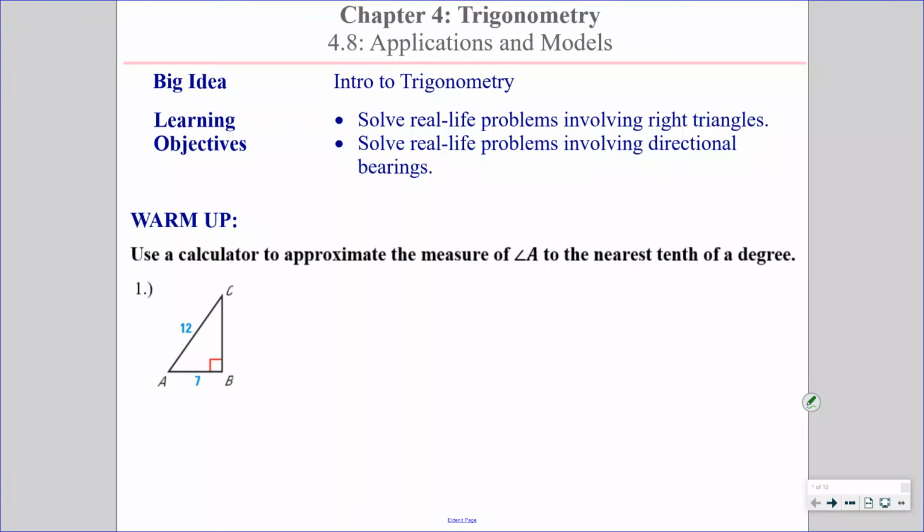All right, warm-up problem. Use a calculator to approximate the measure of angle A, and it says to round to the nearest tenth of a degree. Anybody want to walk us through how you solved this? Can I do it? Yes. Did you do it yourself? Tell me what to do.